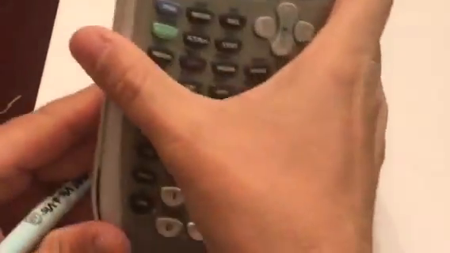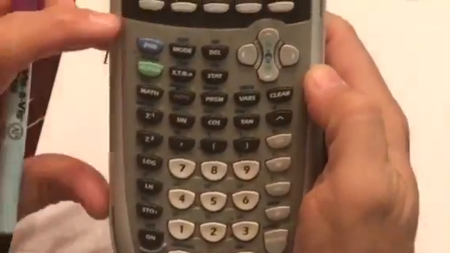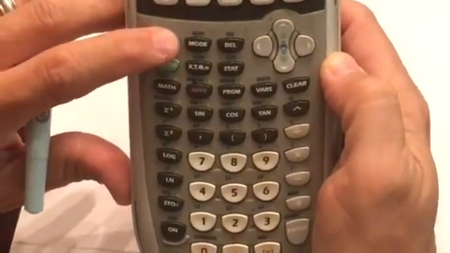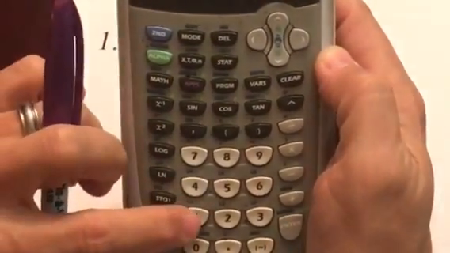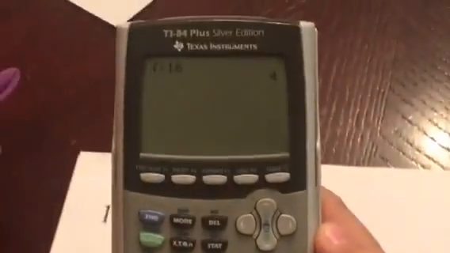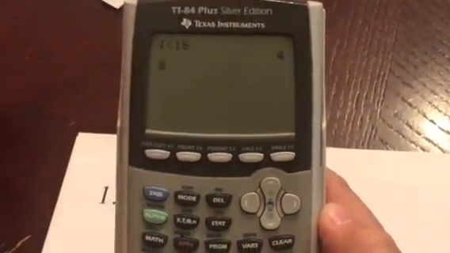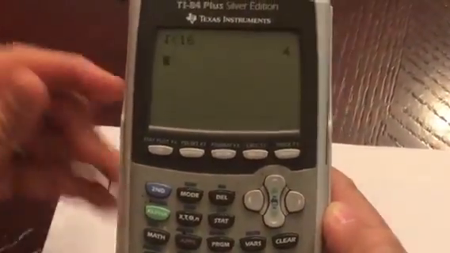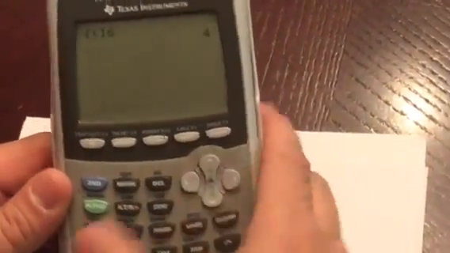So let's go to our calculator. Second, square root, 16, enter. And 16 does have a perfect square root of 4. That tells us this problem will work.